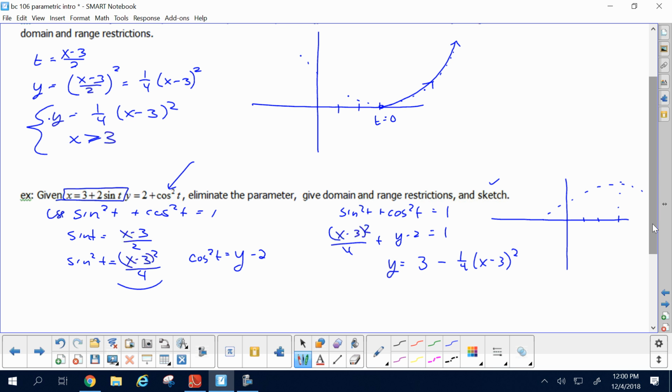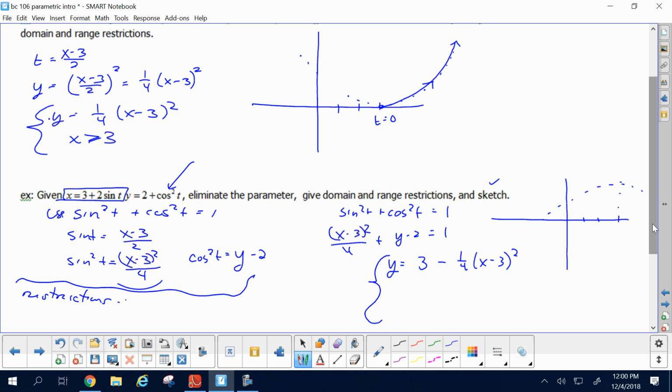Now let's nail down the exact shape based on the restrictions. For the domain restrictions that come as part of your answer, restrictions. Now you might think, well, they didn't say anything about time greater than or equal to 0 here, so we're good to go. X isn't restricted. But is it? Sine by nature is restricted. Sine has to be between -1 and 1. Okay? So I would argue you're never going to get an x greater than 5 or less than 1.